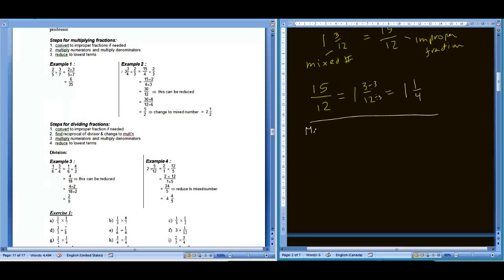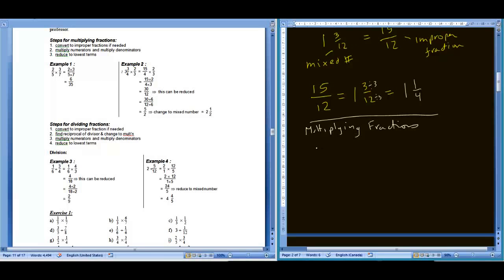So multiplying, because all you do, if you look at the examples there, if you look at the steps: convert to improper fractions if needed, multiply numerators and multiply denominators, reduce to lowest terms. Now why do I want improper fractions? Because look at example 2 here, it's hard to do without the improper fractions. And sorry, these examples are pretty clear cut, so I don't think there'll be much complication with multiplying fractions.